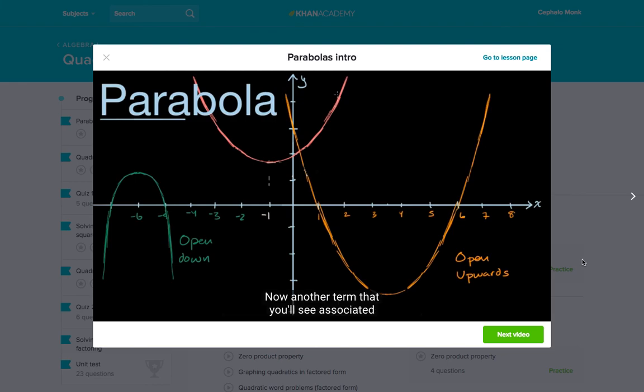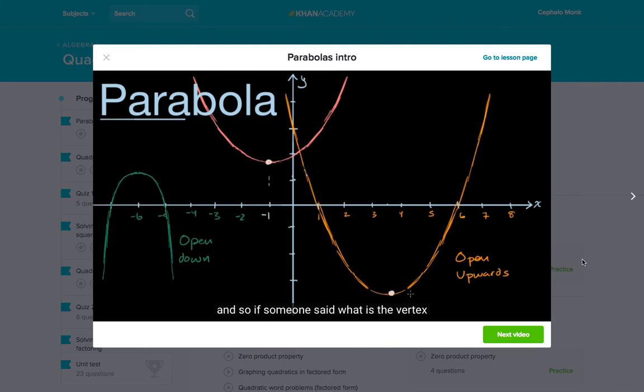Now, another term that you'll see associated with a parabola, and once again, in the future, we'll learn how to calculate these things and find them precisely, is the vertex. And the vertex, you should view as the maximum or minimum point on a parabola. So if a parabola opens upwards, like these two on the right, the vertex is the minimum point, right over there.